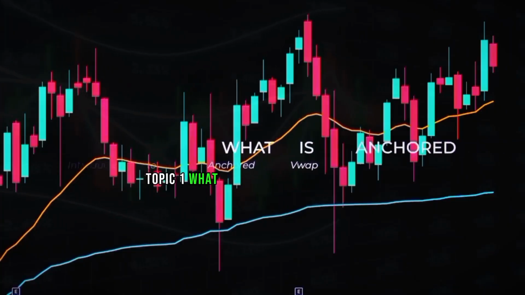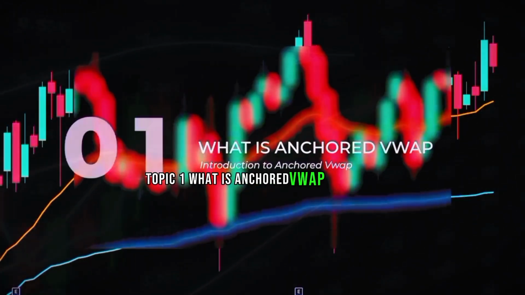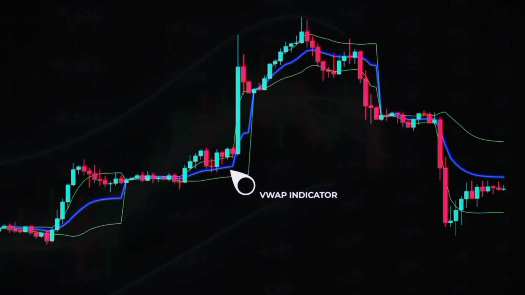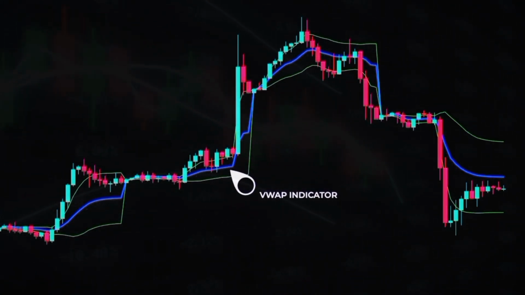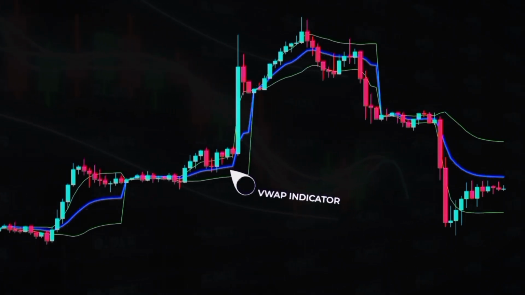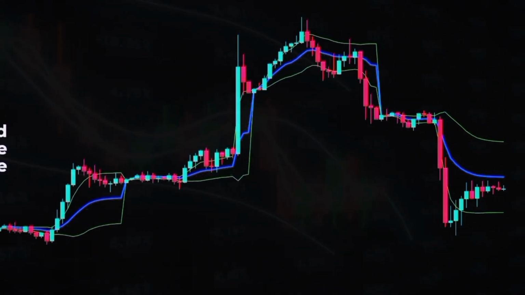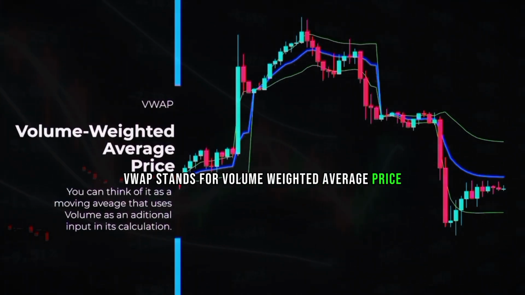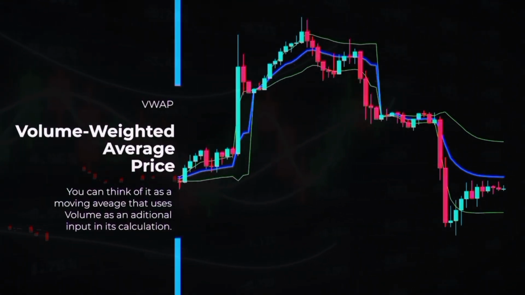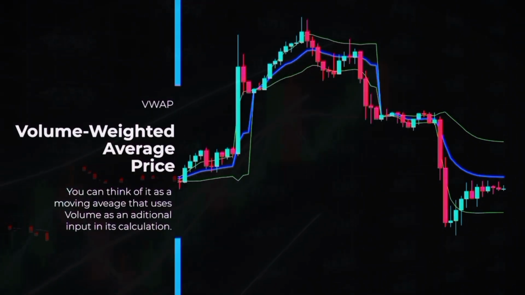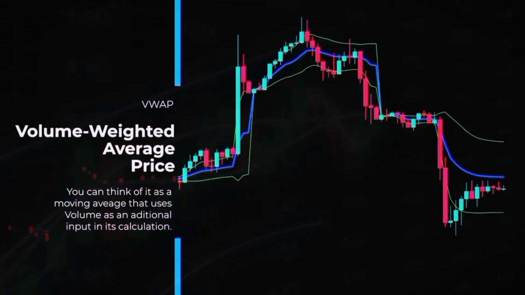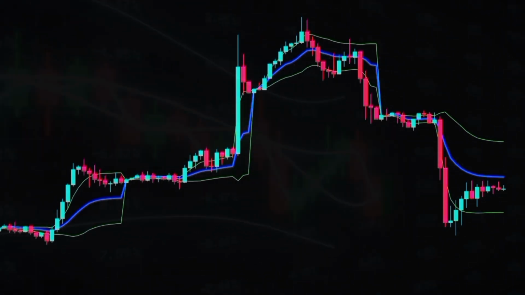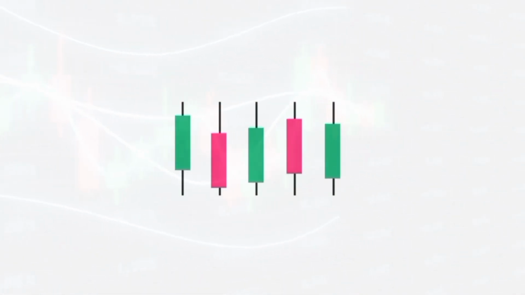Topic 1. What is Anchored VWAP? We are all familiar with the VWAP indicator. It is among the most powerful indicators, especially for day traders. Those who may not know, VWAP stands for Volume Weighted Average Price. You can think of it as a moving average that uses volume as an additional input to calculate the day's average price. VWAP shows us the perceived value of the asset for that day.